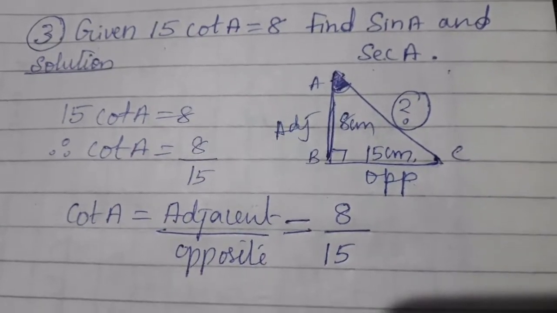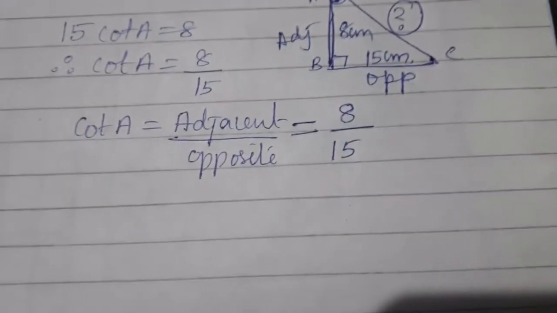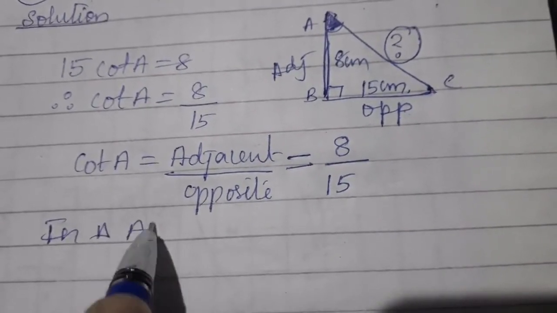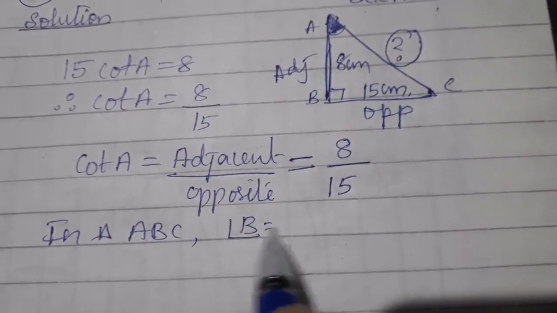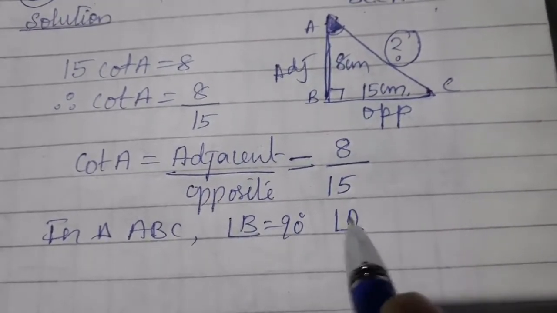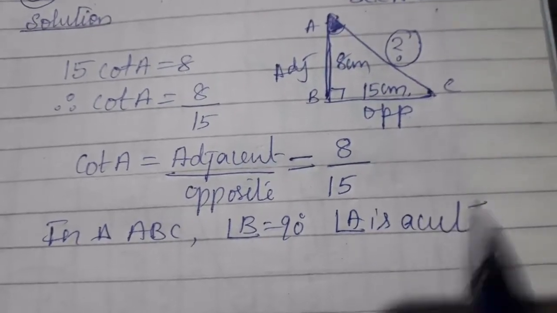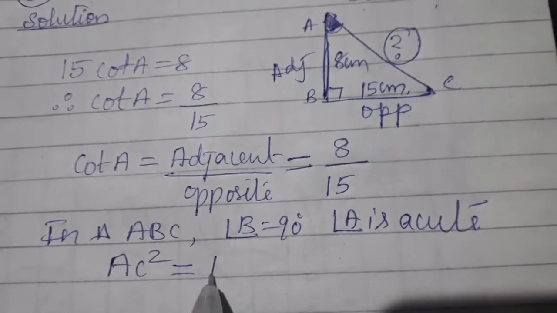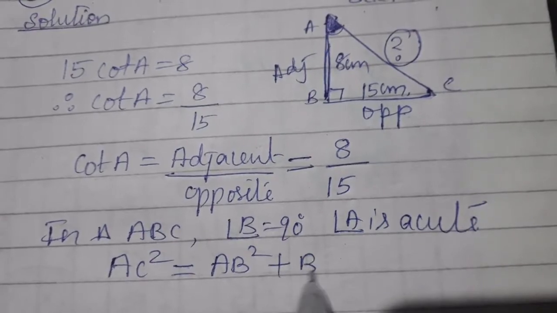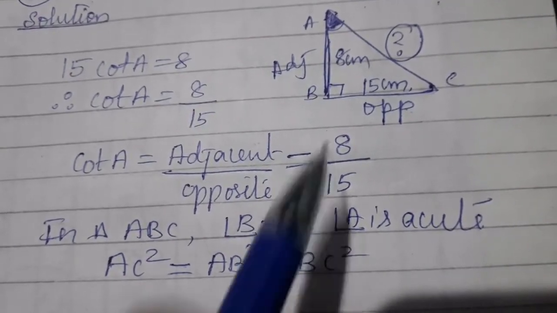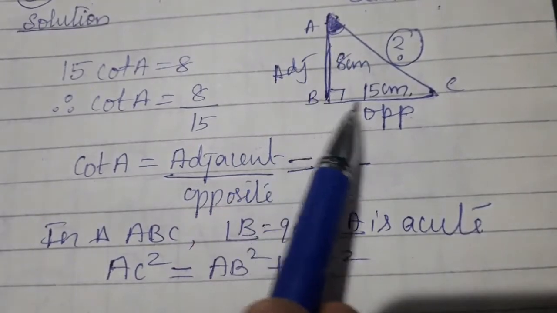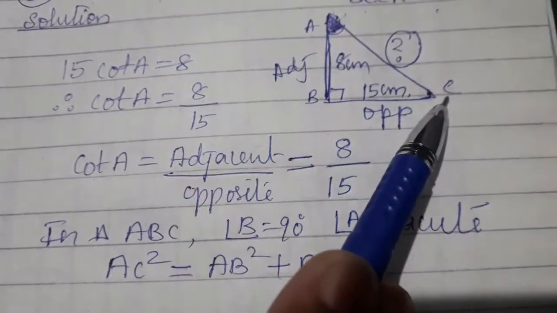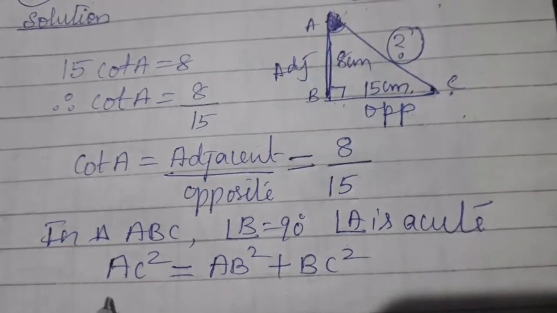Now in triangle ABC, angle B is equal to 90 degrees, and angle A is an acute angle. Therefore, what can I write? Square on the hypotenuse AC square is equal to AB square plus BC square. Pythagoras theorem: square on the hypotenuse is equal to the sum of the squares on the remaining two sides of the triangle which contain the right angle. So AC square is equal to AB square plus BC square.